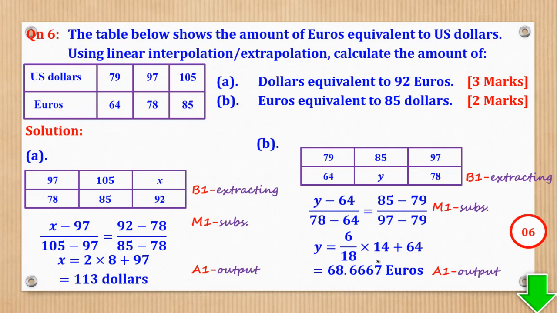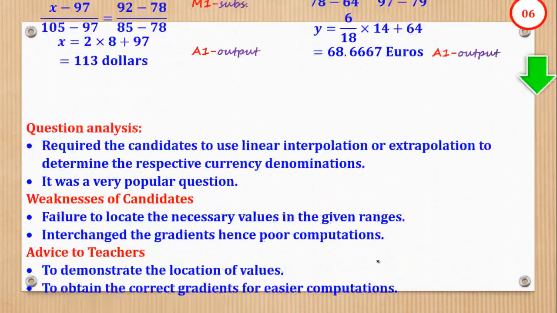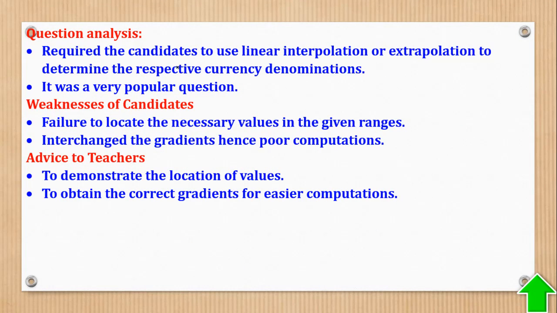So that's how the 6 credit marks will be awarded. The question required candidates to use linear interpolation or extrapolation to determine the respective currency denominations. The weakness was failure to locate the necessary values in the given range, and also interchanging the gradients, hence poor computation. So when you are writing those questions, you must be consistent. Advice to teachers is to demonstrate the location of values and also obtain correct gradients for easier computation.